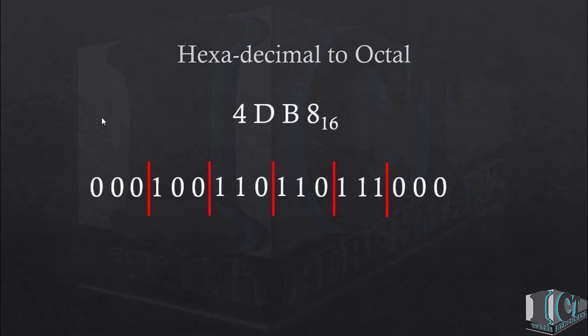Starting from the first one, 100, I'm going to write the corresponding octal value. 100 would be 4, 110 would be 6, again 110 would be another 6, 111 would give me 7, and the last digit will be zeros. 0 on the right side needs to be included in your answer. 0 on the left should not be included. So this 0 will be there. So the corresponding octal number for the above hexadecimal number would be 46670. So these will be the 3-digit and the 4-digit method conversions.